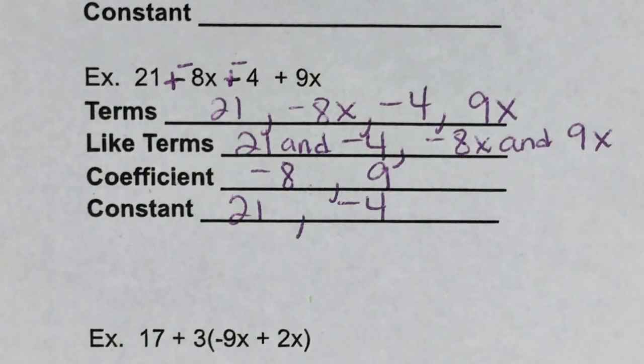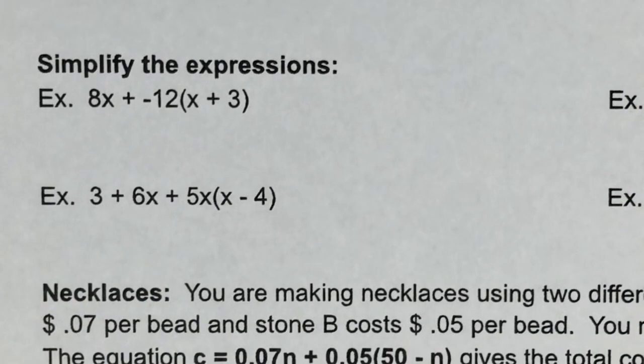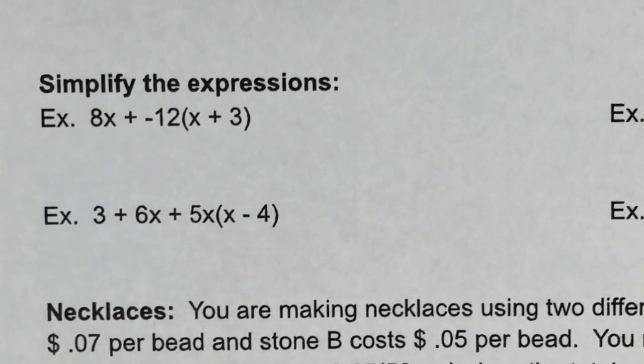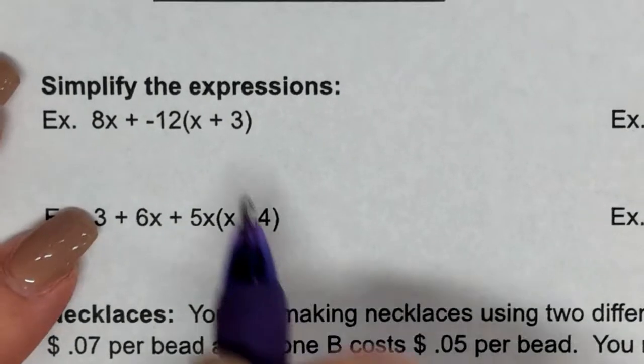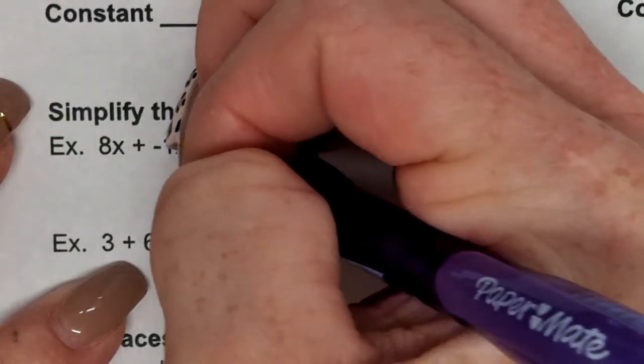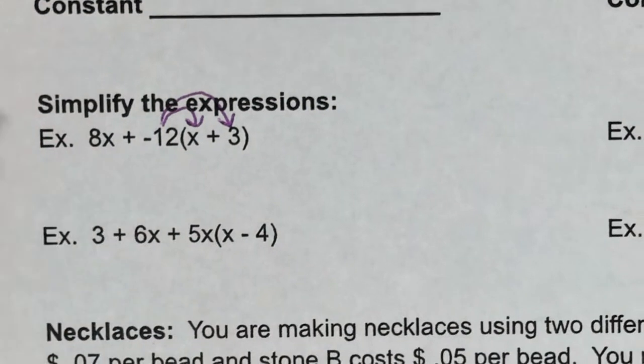Do y'all feel like we need to do another one, or y'all got that? Okay, let's go to the next part because I definitely feel like we need to practice this. This is where you're going to have distributive property and simplifying all in one. So look at the first example. What am I distributing? Some of us are not paying attention. What am I distributing? So negative 12 gets distributed to the x and to the 3.